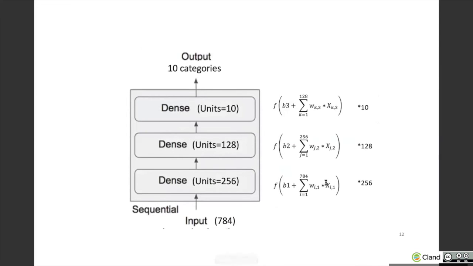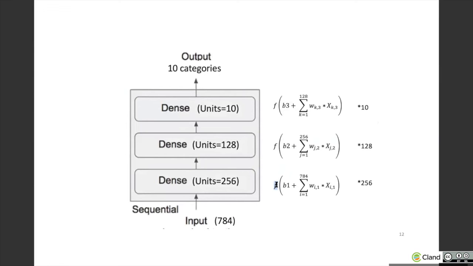Okay, this is the value of X here. And we use a linear combination of these inputs as an input of a function f. The function f itself will be pretty simple. I will show it a bit later.